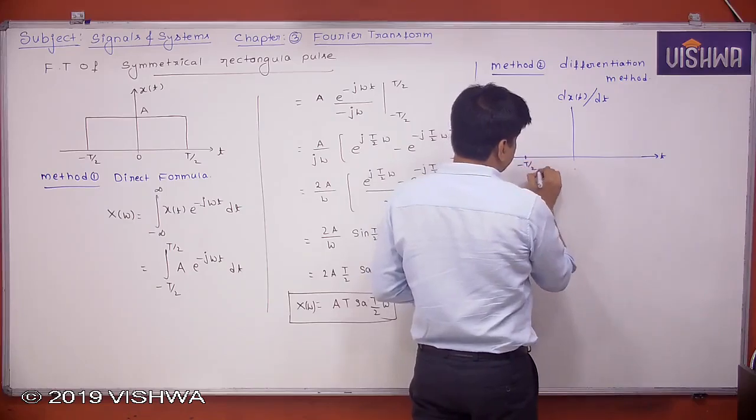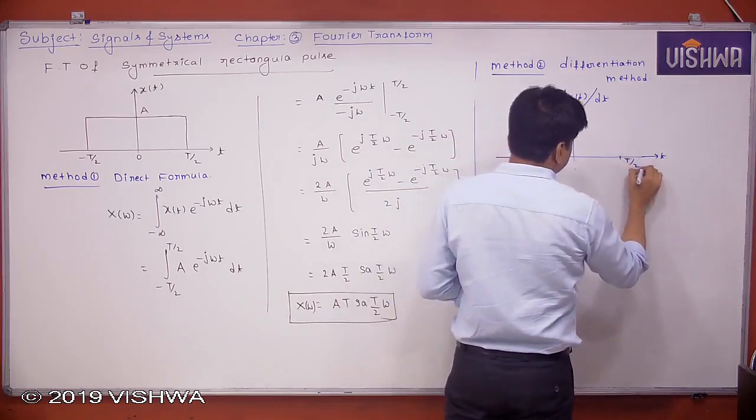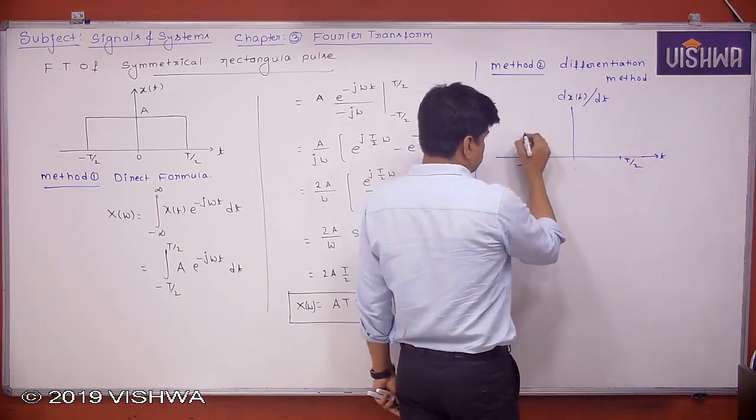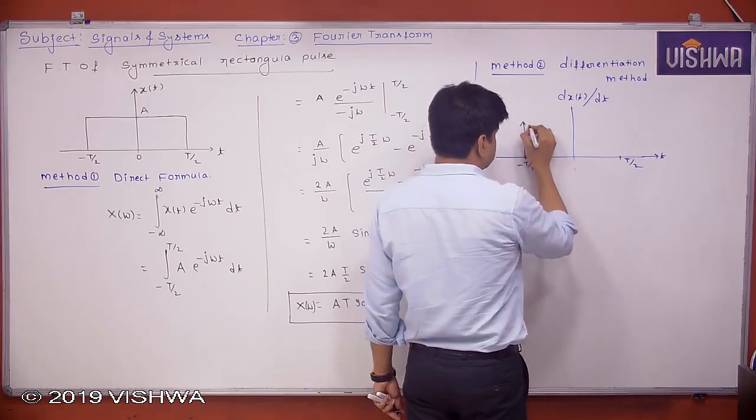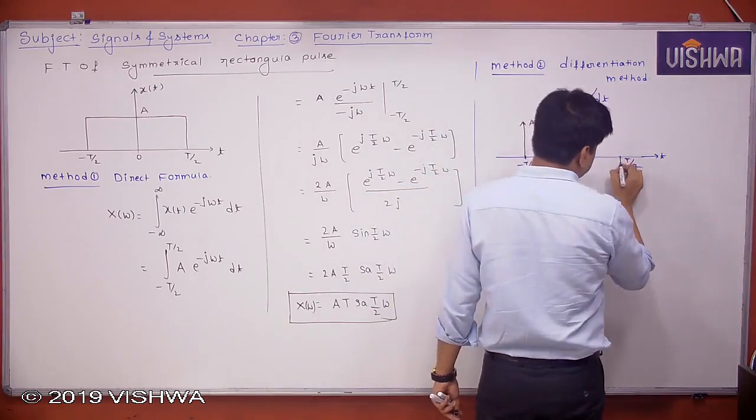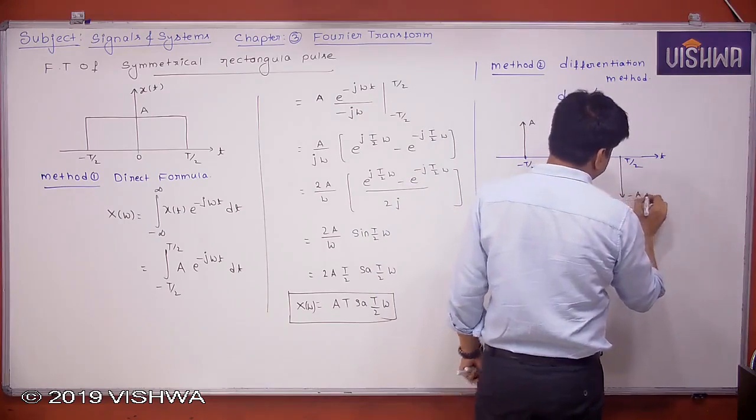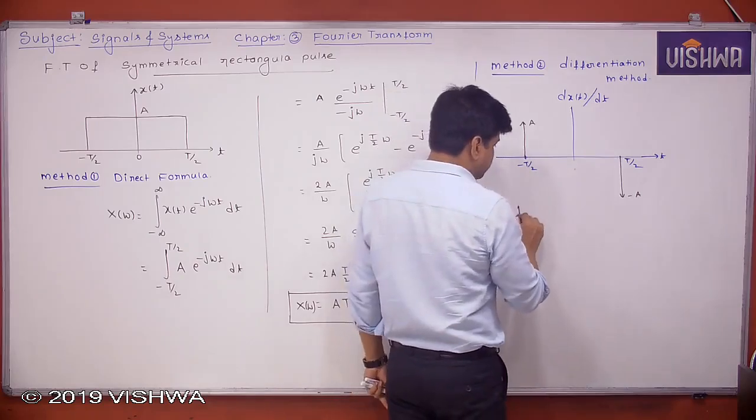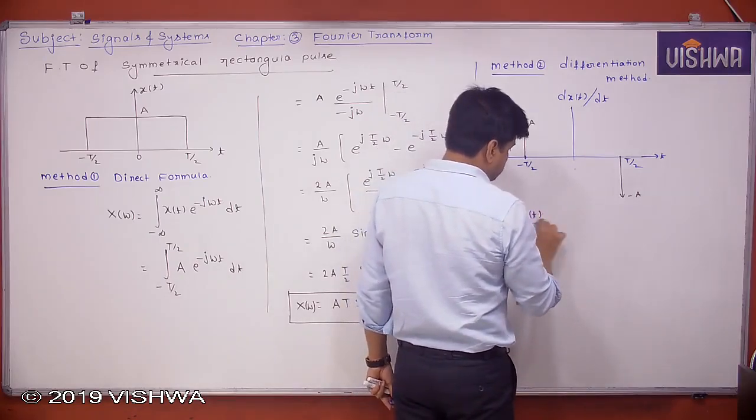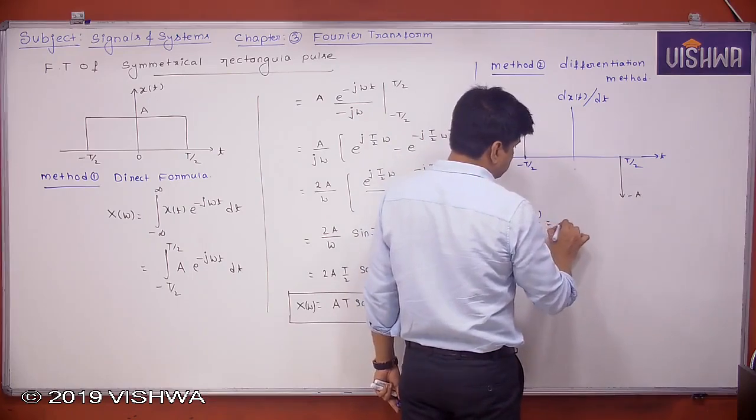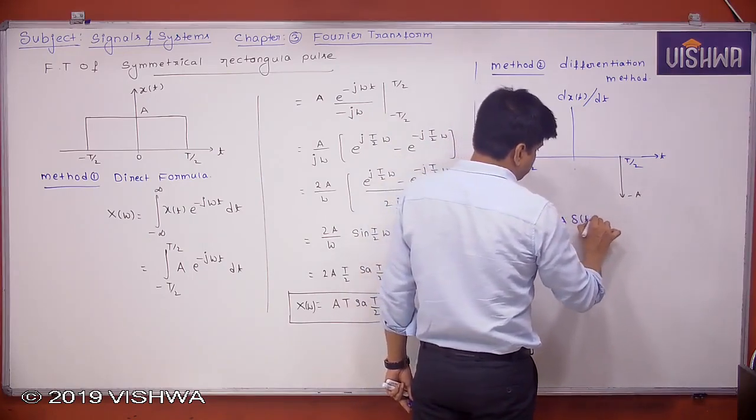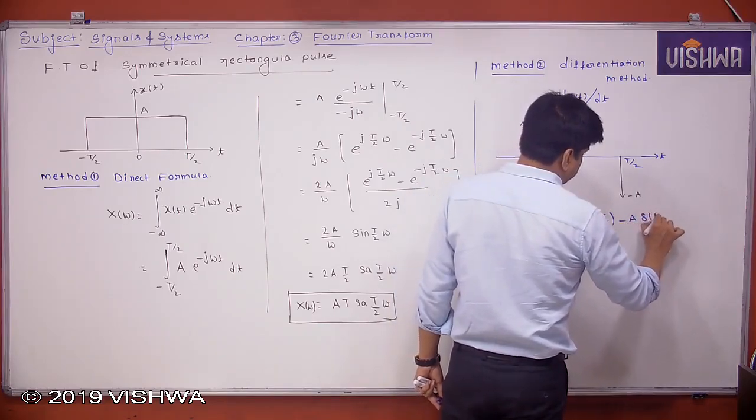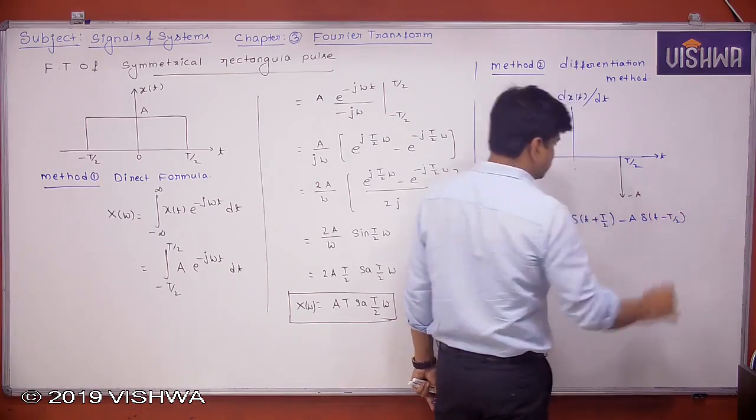At minus T by 2 and at T by 2, we are having two impulse functions. At minus T by 2, we are having an upward impulse function with amplitude A, and at T by 2, minus A. Then we can write dx(t)/dt is equal to A delta(t + T/2) minus A delta(t - T/2). In this way we can write.